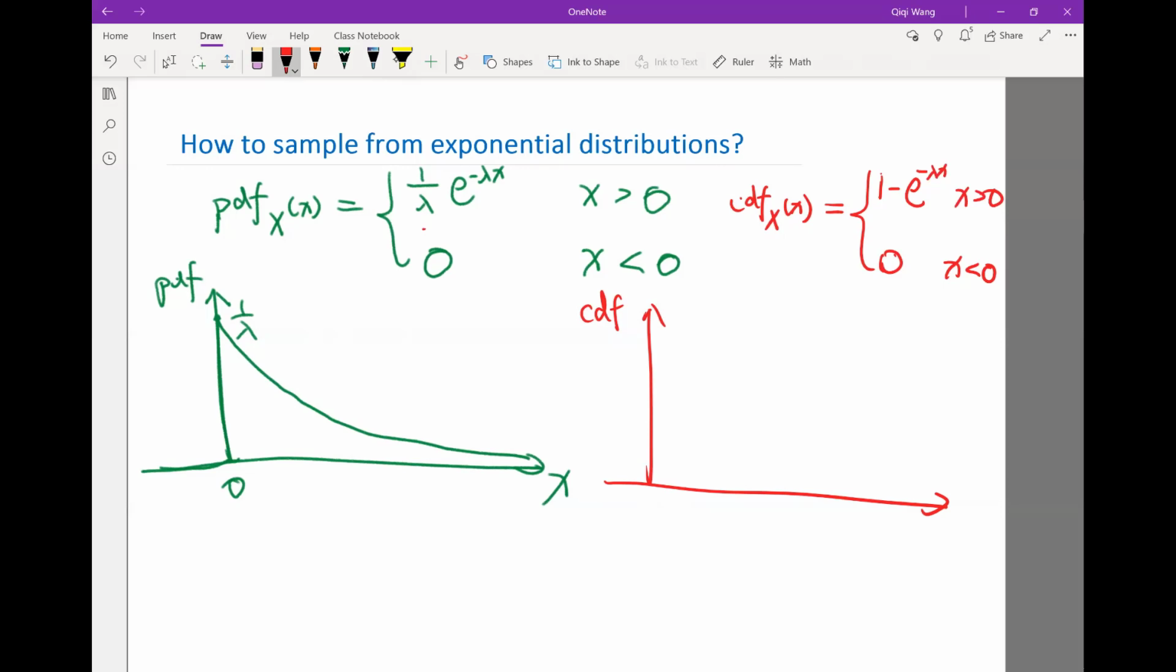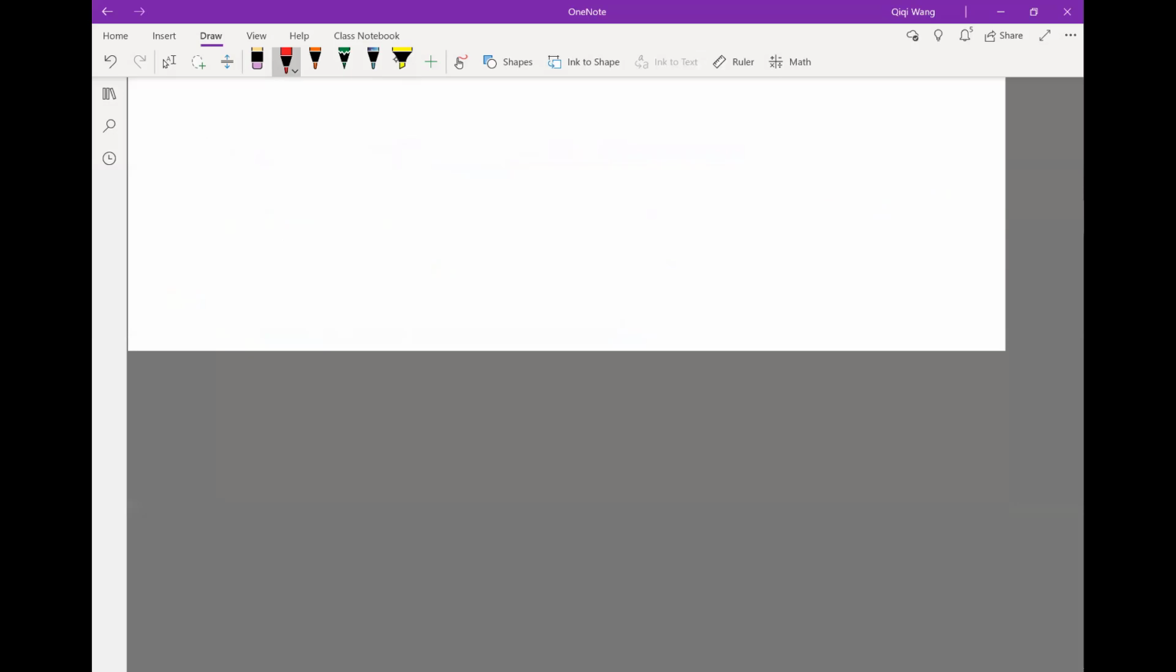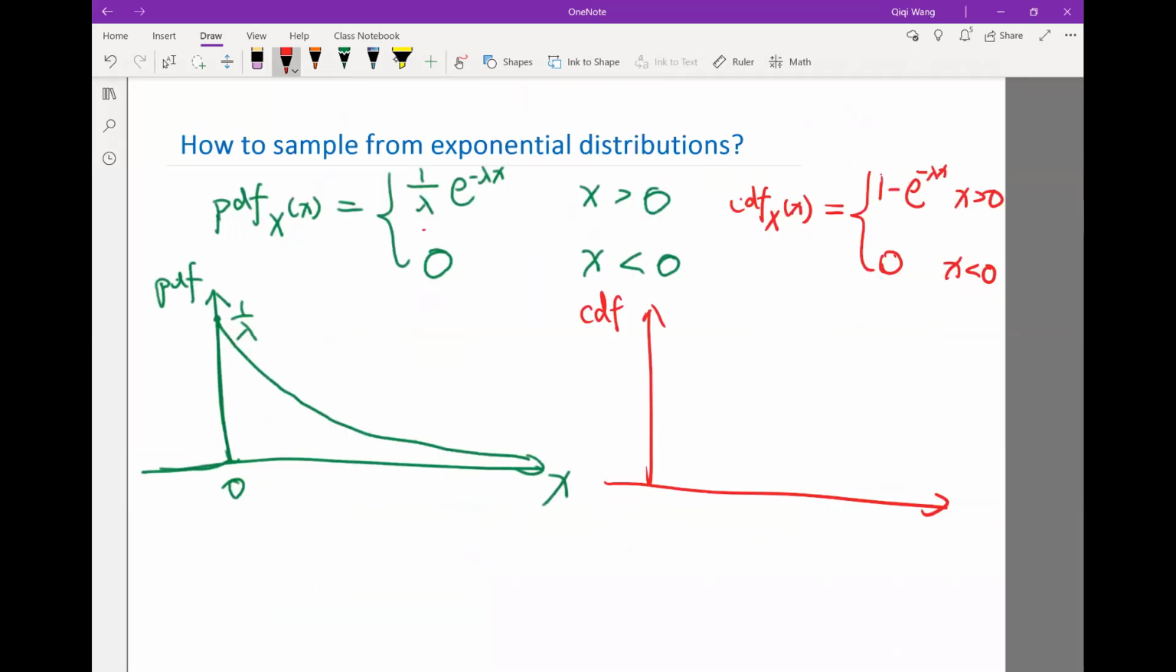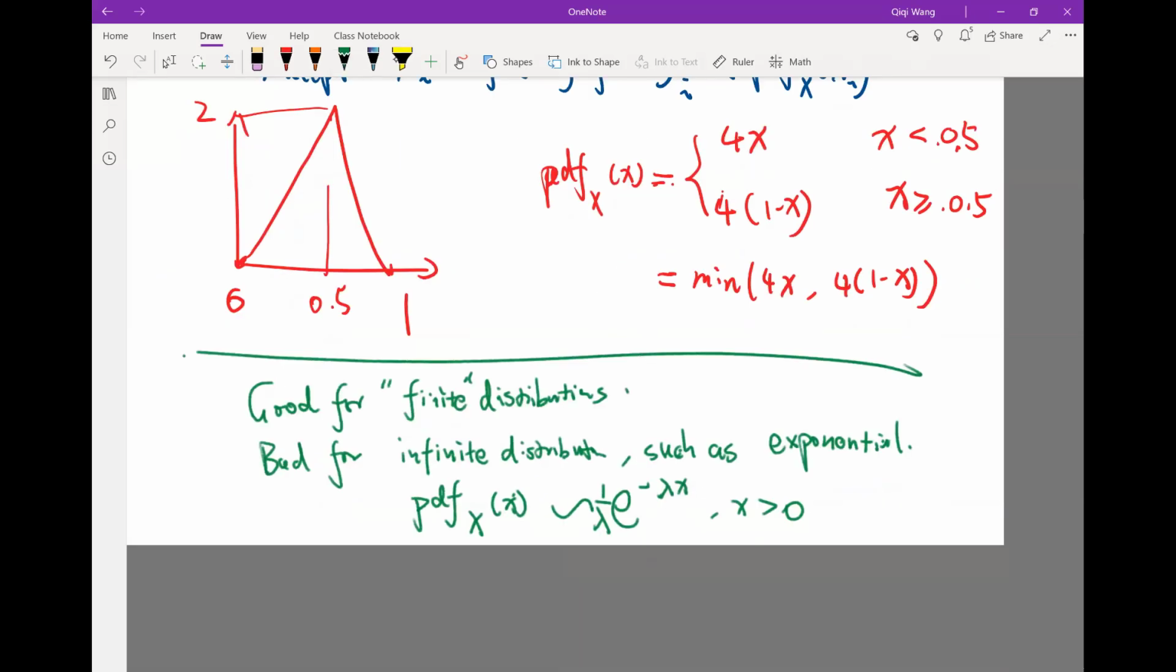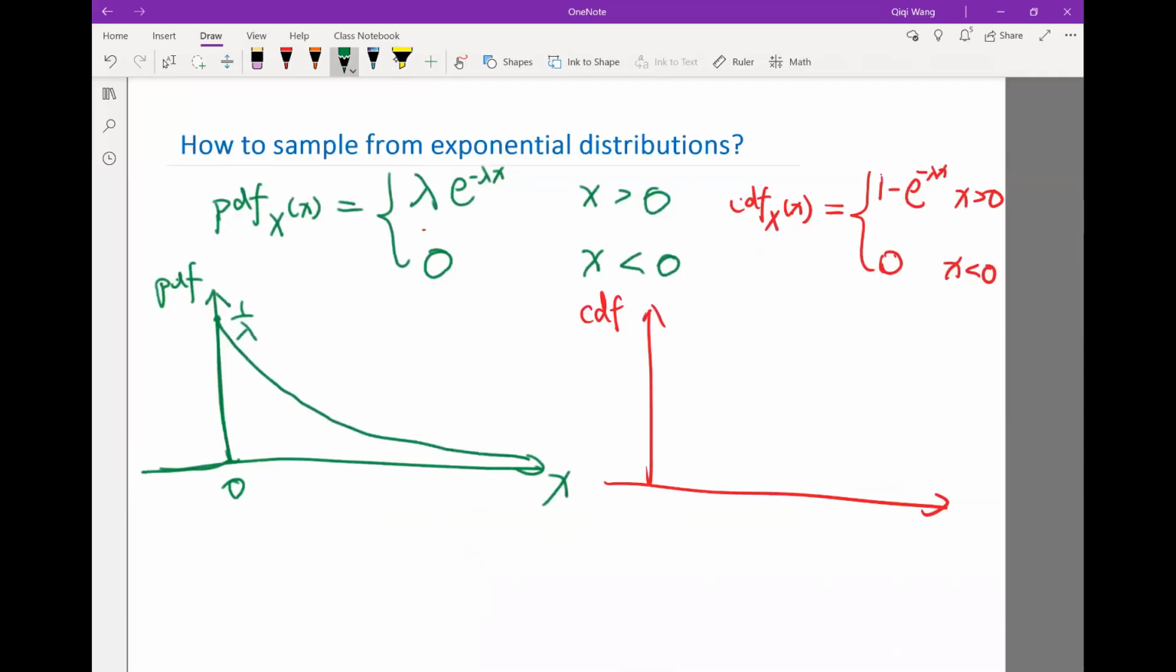Wait, I think I made a mistake. The PDF is the derivative of the CDF, so this is actually not 1 over lambda, but actually lambda, in order for the integral to be 1. So this is the lambda, and the PDF is actually lambda. Right. Okay, so yeah, when you differentiate the CDF, minus lambda comes out, the minus sign cancels, and you have a lambda times e to the minus lambda x, right?